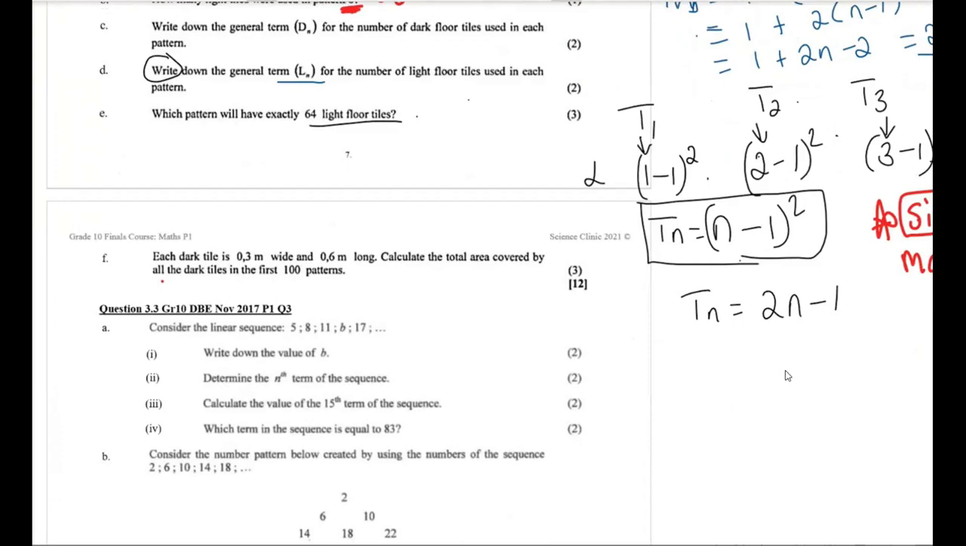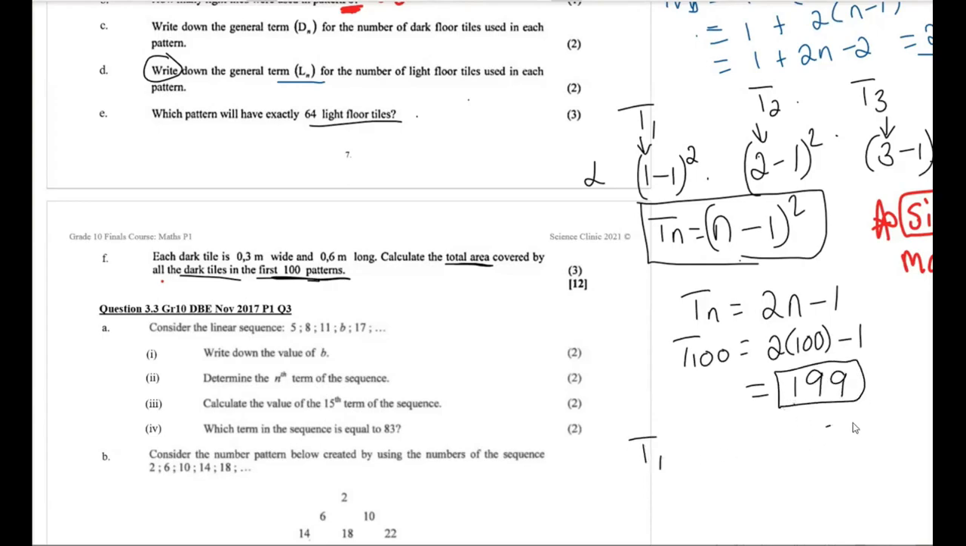So if we have got 100, first 100 patterns, how many tiles are these? Total area covered by all the ductile in the first 100 patterns. So remember, we are dealing with 1, 3, 5, and it goes on, and our general term was what? 2n minus 1, right? Now we have to be careful, which is the 100th pattern, T100 will be how many? 200 minus 1, which is equal to what? 199. Okay, but what this means is that we have T1 to T100, and T100 is 199, guys.